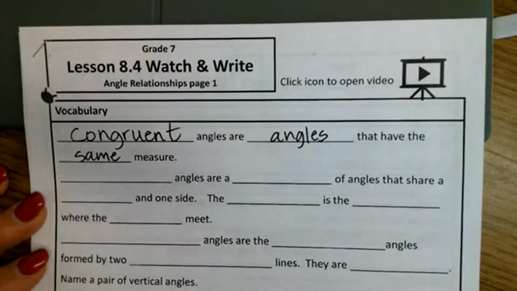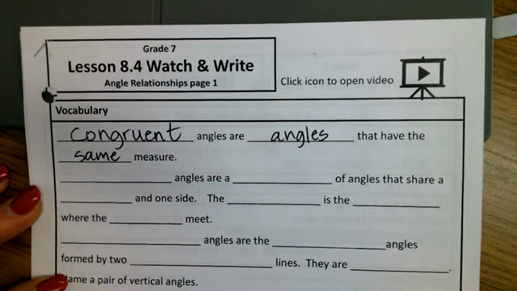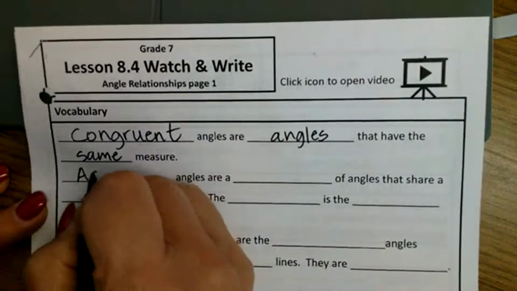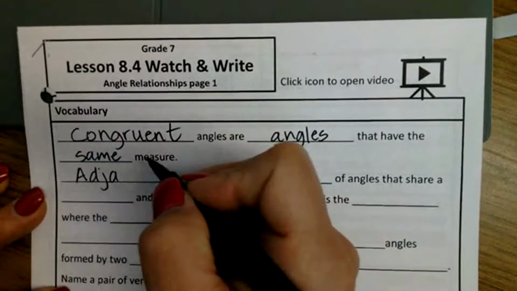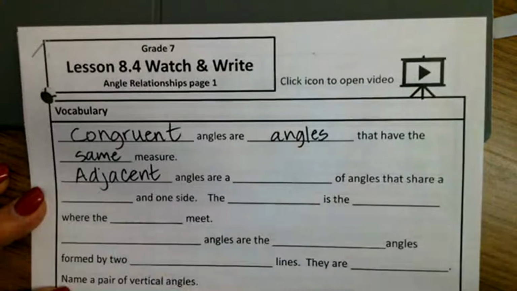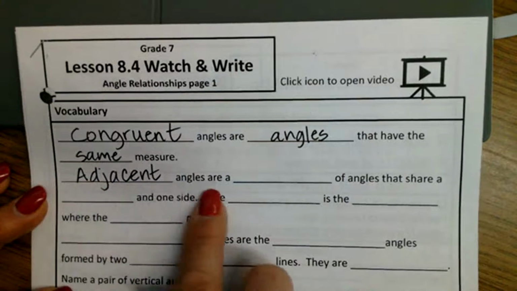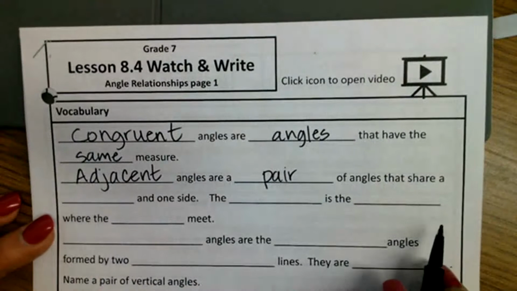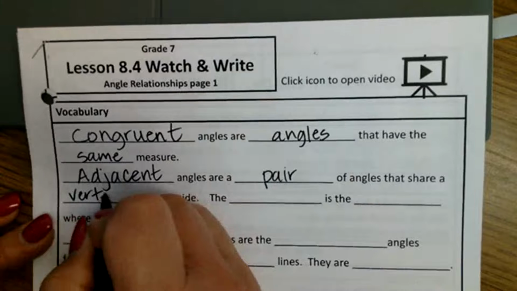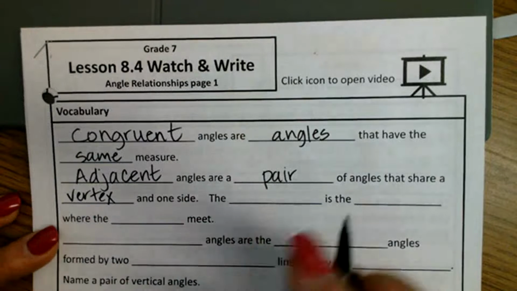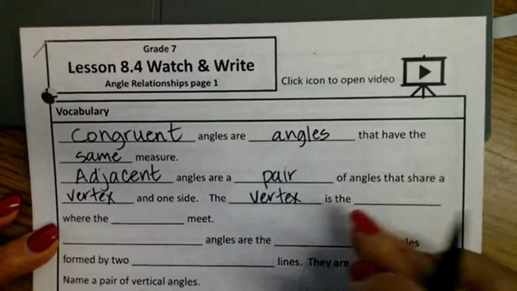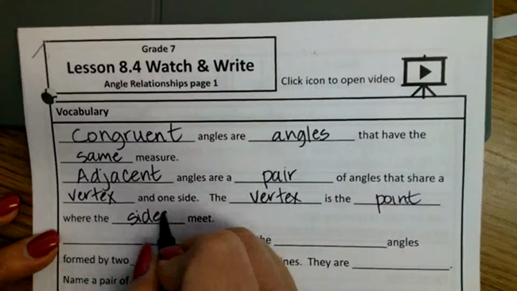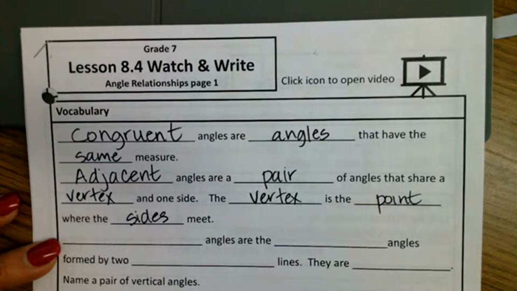All right, next word we're going to try is vertical. No, actually, this one is adjacent. A-D-J-A-C-E-N-T. Adjacent. That's how you say that. Adjacent angles are a pair of angles, so two, a pair of angles that share a vertex and one side. The vertex is the point where the sides meet.